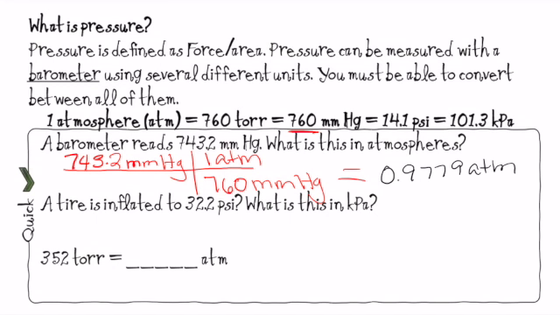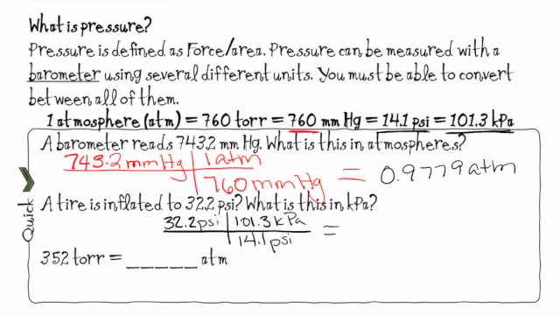A tire is inflated to 32.2 psi. What is this in kilopascals? So again, we're going to use dimensional analysis. We have 32.2 psi. We need to get to kilopascals. So we're looking at our conversion factors. So 14.1 psi is 101.3 kilopascals. So we're looking for kilopascals, that goes at the top, and the psi, 14.1 psi, goes at the bottom. So we have 231.3 kPa.